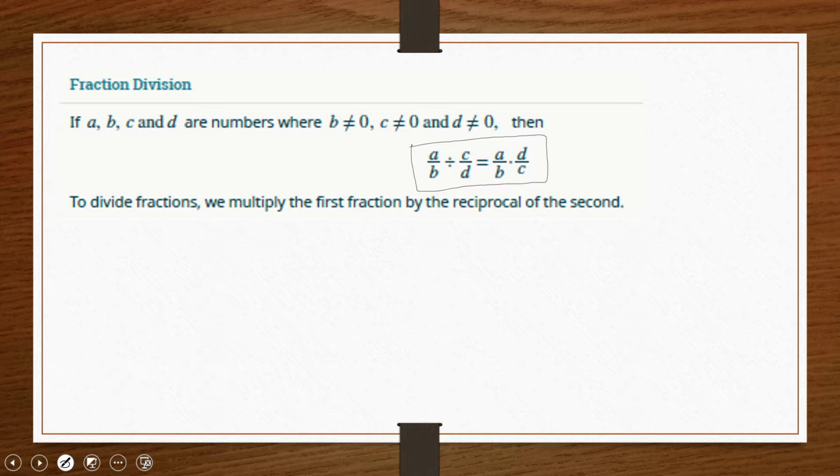Why do we want to change it to multiplication? Well, we already know how to multiply fractions. It's fairly straightforward. We multiply numerator times numerator, denominator times denominator. So ultimately, fraction division becomes multiplication by the reciprocal of the second term. So let's look at some examples.